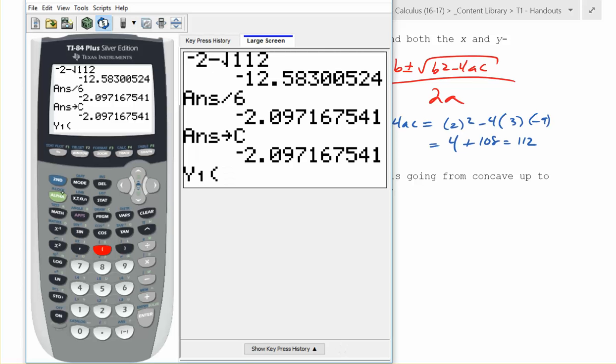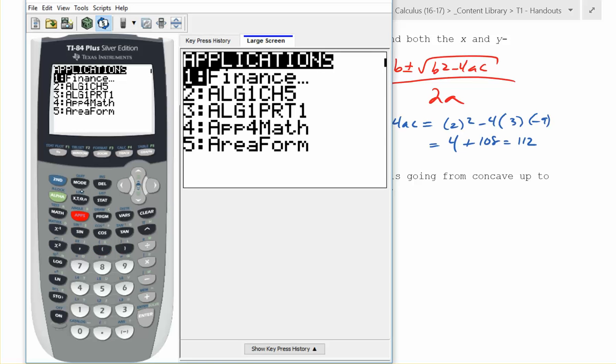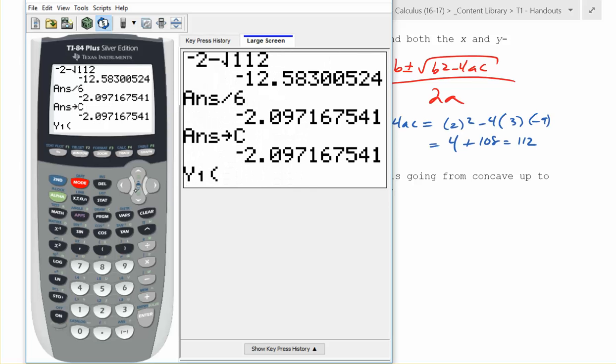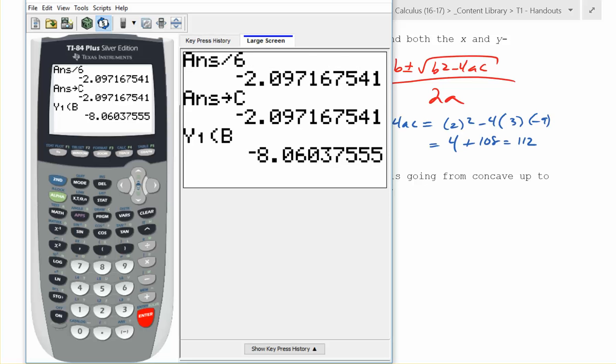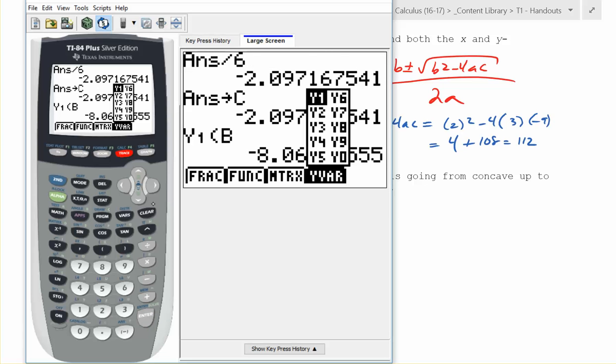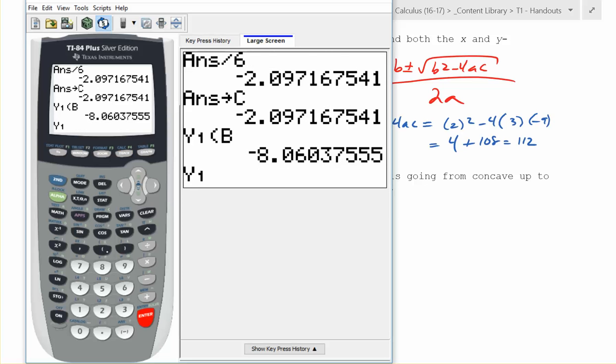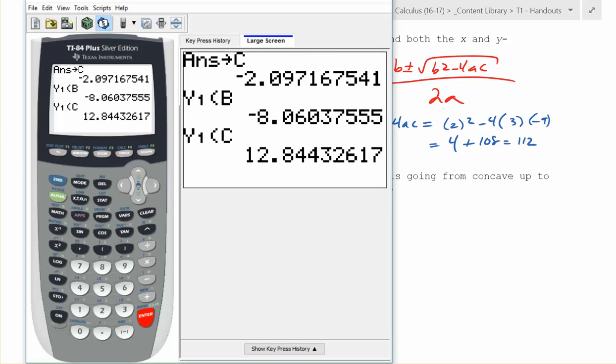B and C. So plug in B. Sorry, I didn't type the word B. If I go to B, you have to do alpha, so alpha B. And what do I get? That. And then I do alpha trace y1, and what do I plug in instead? C. You don't have to close it actually. So those are your two y values right there. That was just plain simple.